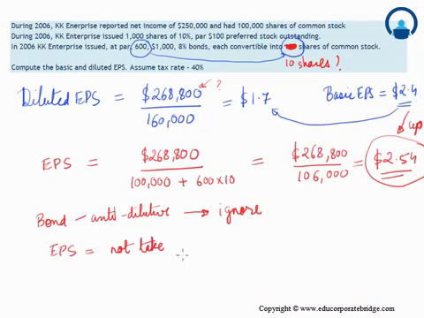So you will not take this, and hence your numerator and denominator will essentially be equal to what we had in the basic EPS. In this case your basic EPS was $2.4, and your diluted EPS will also come out to be the same thing. The reason is that there was only one convertible security, and that too is anti-dilutive. So your basic EPS must be equal to diluted EPS in this case.